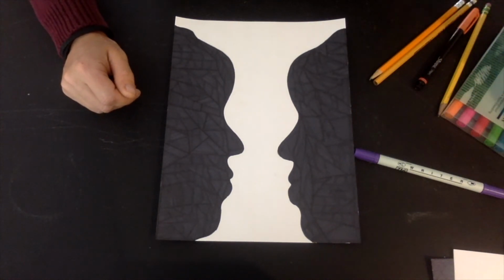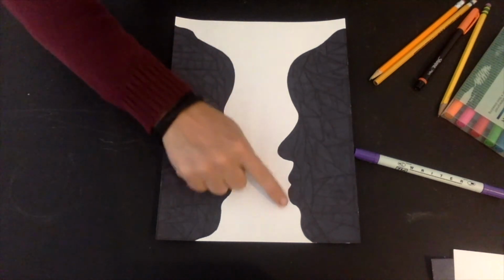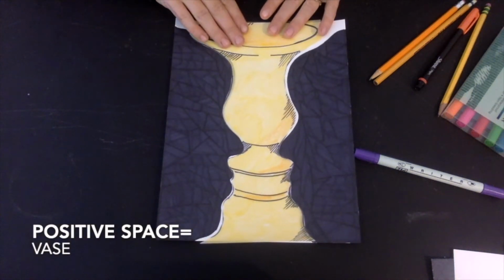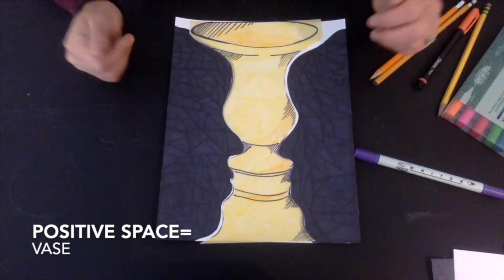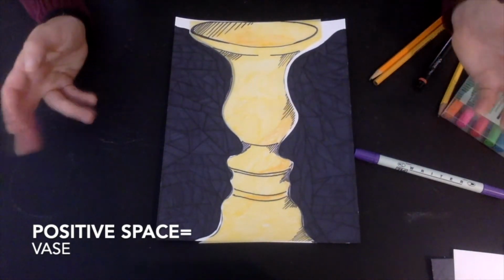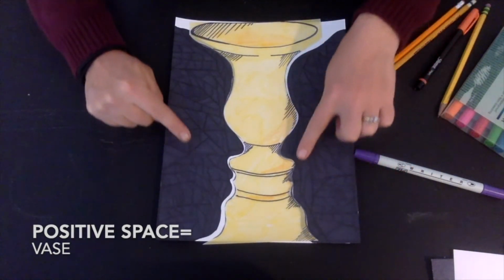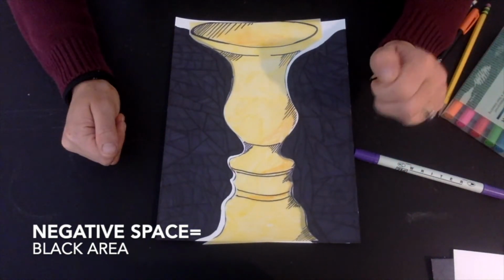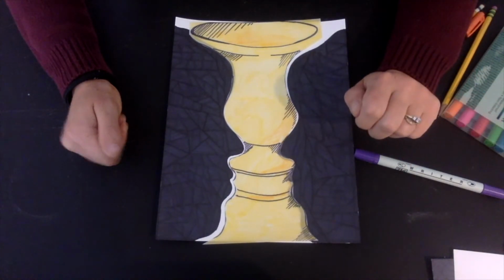Some of you may have said the positive space in this image is the white area in the center, because when you look at this image, you see a vase. The vase takes up most of the space in the center. It's the main object in the work of art, and so the vase is the positive space. If the vase is the positive space, then everything around it, all this black area, is the negative space. However, that's only one of two correct answers.